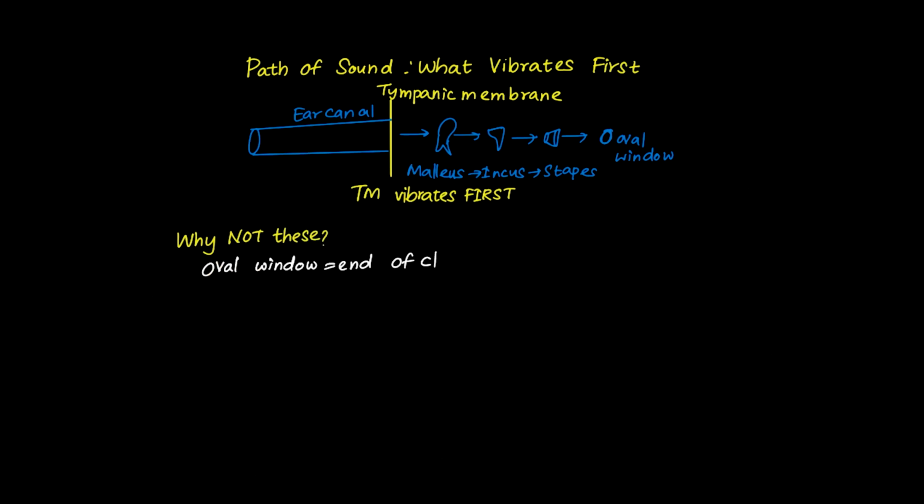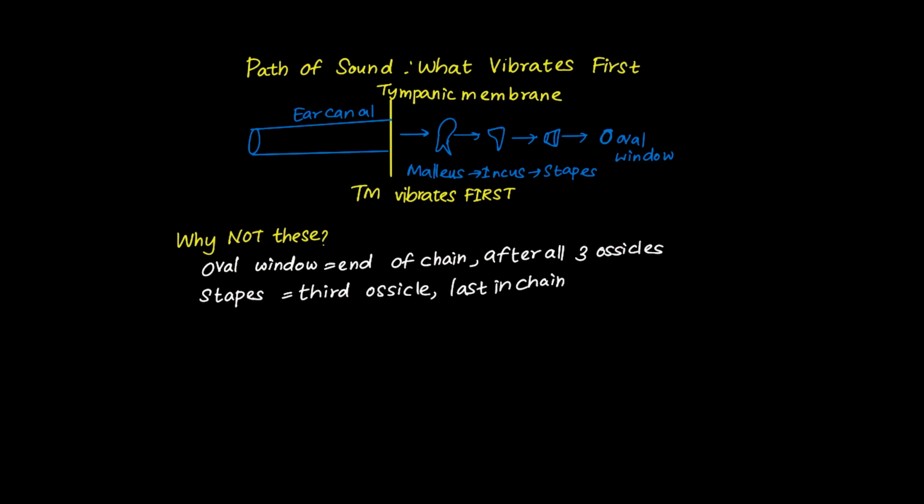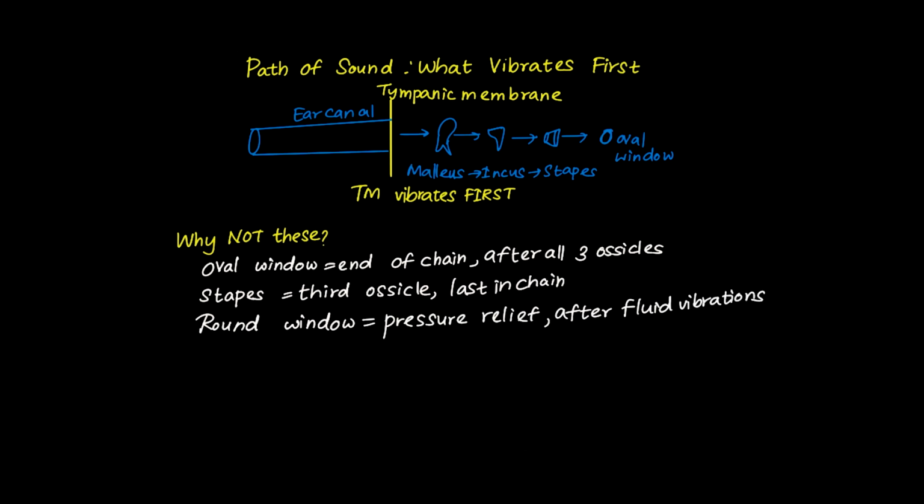The oval window comes at the end of the chain, not the beginning. The stapes is the third and last ossicle. It receives vibrations after the malleus and incus have already done their work. The round window is a pressure relief membrane in the cochlea that flexes after fluid vibrations pass through. It's the last stop, not the first.